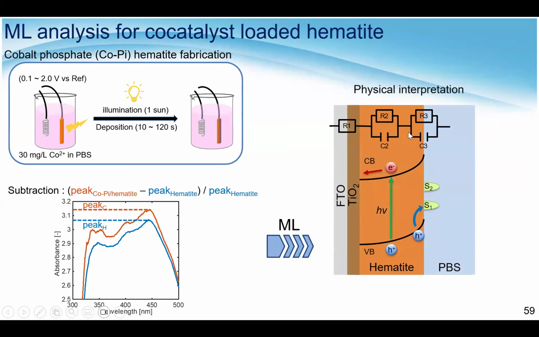this R3 is the solution interface resistance. And this is very reasonable because hematite has two surface states, S1 and S2. And S2 is originally a bad surface state, inducing recombination. However, Cu is believed to help the reactions here by depositing on the S2 state. So it's very much reasonable.